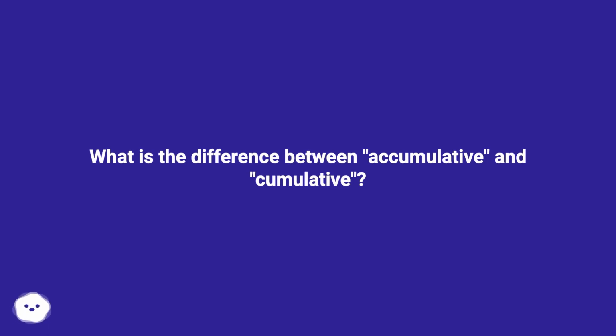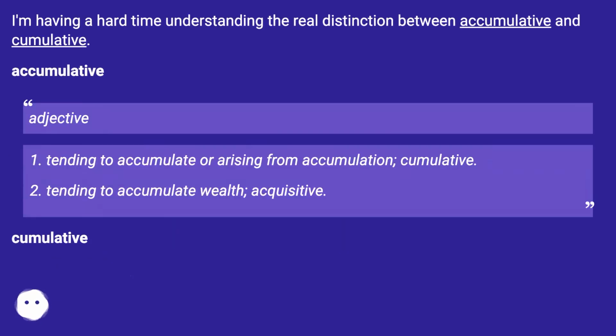What is the difference between accumulative and cumulative? I'm having a hard time understanding the real distinction between accumulative and cumulative. Accumulative. Adjective: tending to accumulate or arising from accumulation; cumulative.